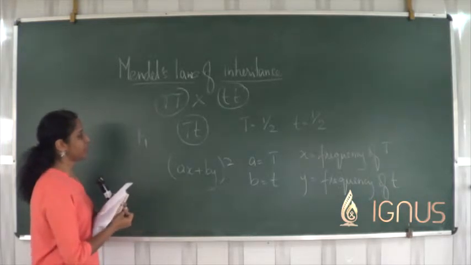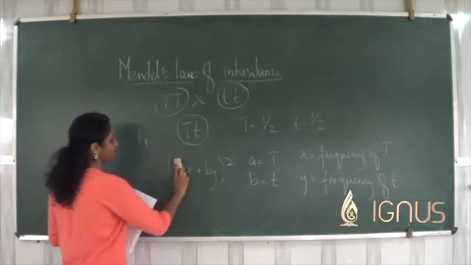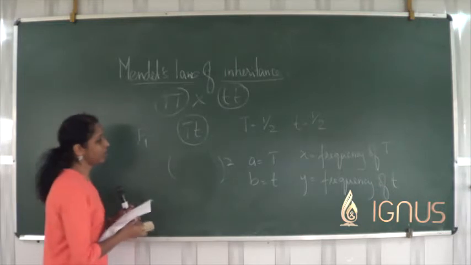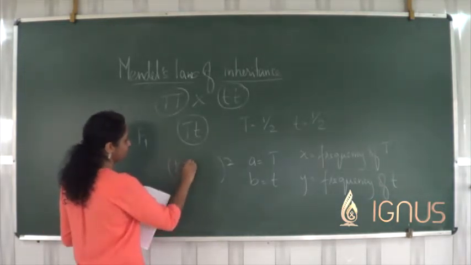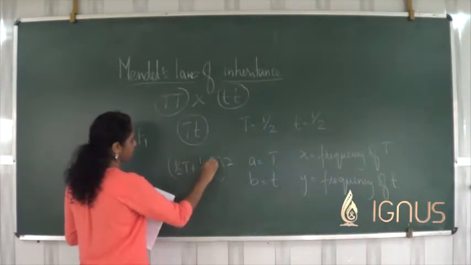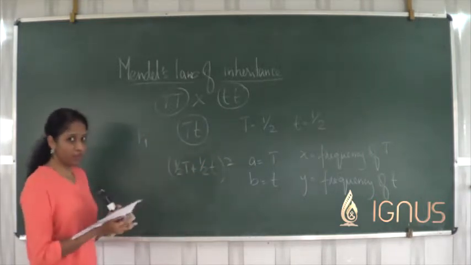So just insert everything that is there as a and x. So you have half capital T plus half small t whole square.